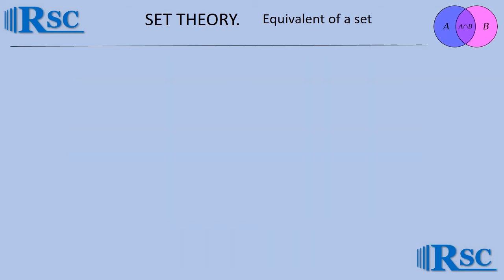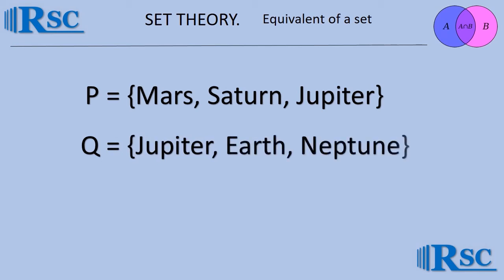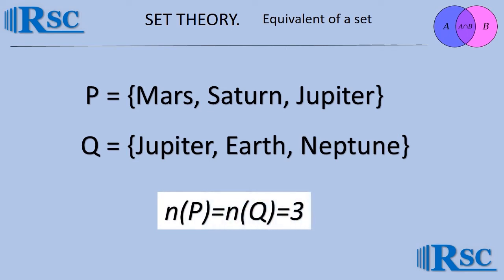And now let's look at another example. Let's say the set P contains the elements Mars, Saturn, and Jupiter, while the set Q contains the elements Jupiter, Earth, and Neptune. So, these sets are equivalent even though not all their elements are the same.